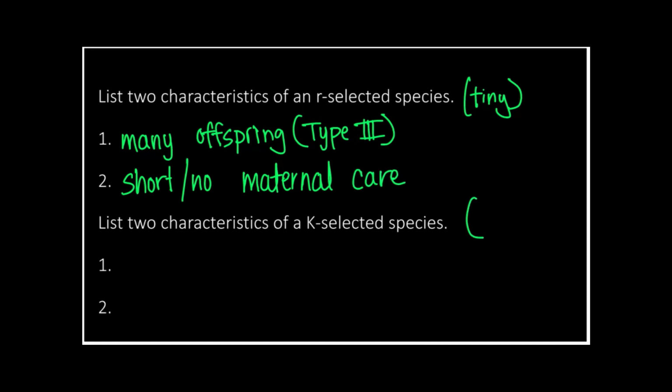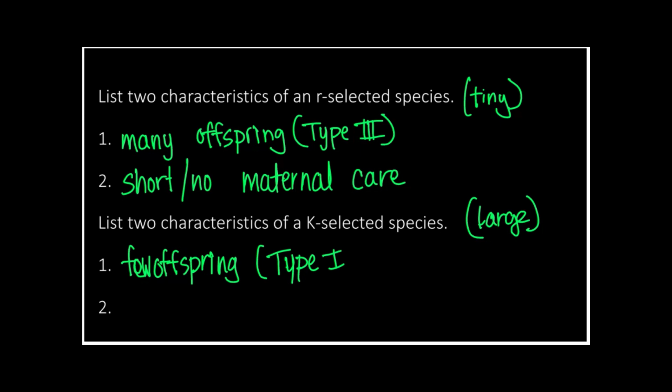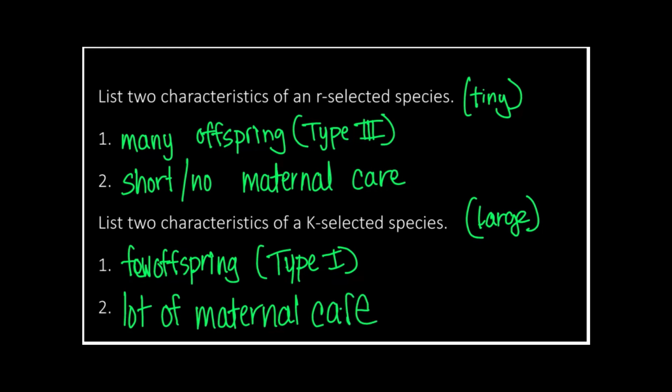And then K-selected species tend to be large, typically. And they have few offspring. So we see them a lot in type 1 survivorship. And they tend to have a lot of maternal care, which is why their babies don't die so much. But it's also why they can't have so many babies, because their mamas would go crazy, right? If they had hundreds and hundreds of babies. So they just do a couple at a time.